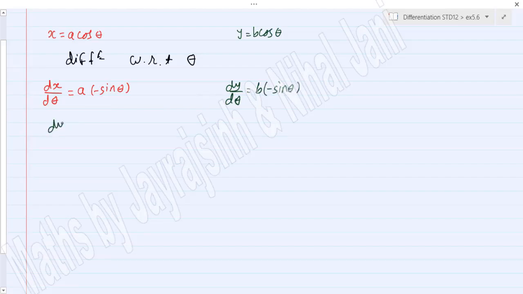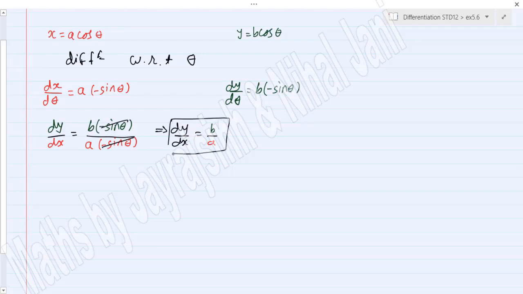To get dy by dx we just have to take the ratio of dy by d theta in the numerator upon dx by d theta in the denominator. Minus sin theta will cancel out. We simply get dy by dx is equal to b by a. Ta-da! This is your final answer.